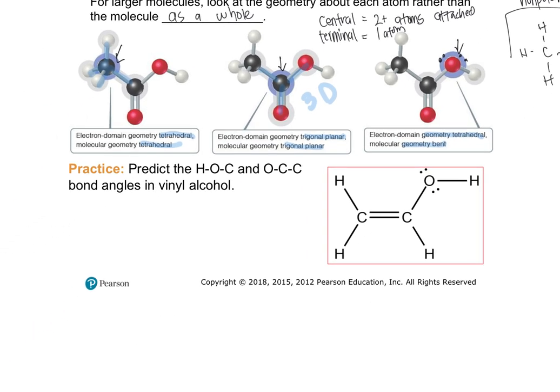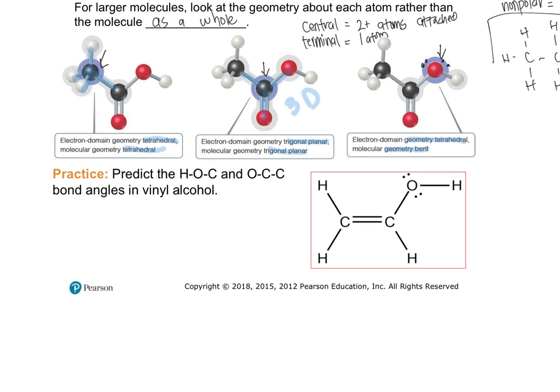So now we're going to look at a larger molecule such as this, and predict the bond angles in vinyl alcohol. So this is vinyl alcohol, and we're going to predict the bond angles. The first one we're going to do is between the hydrogen, oxygen, carbon. So that is the bond angle here, and then between the oxygen, carbon, carbon, which is this one here. So we have 2 different bond angles we're going to look at.